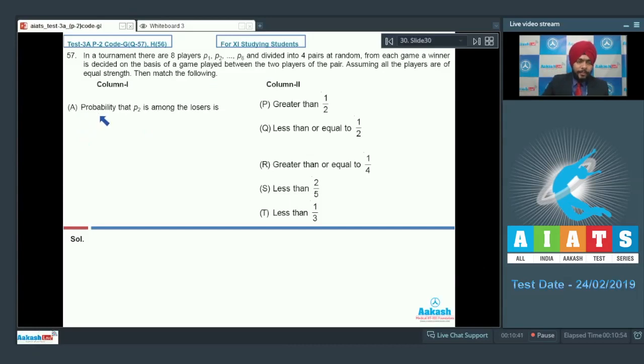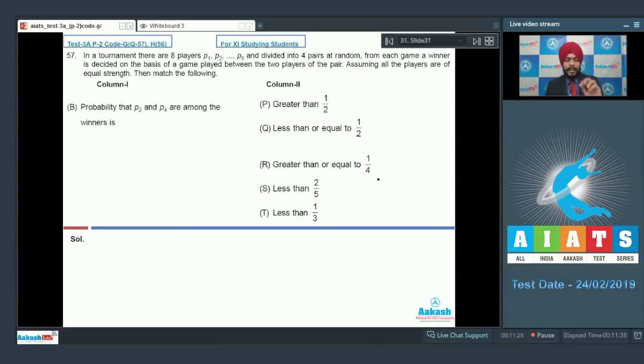Part A says the probability that P2 is among the losers. Okay, so it is directly equal to half because all the players are to be assumed of equal strength. So either P2 will lose or P2 will win. So P is wrong, Q is correct, R is correct, 2 by 5 is less than half, so wrong. This is also wrong. A matches with QR only. Okay, let us move on to B part.